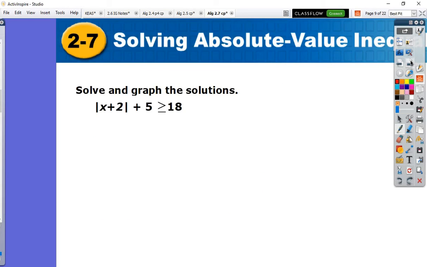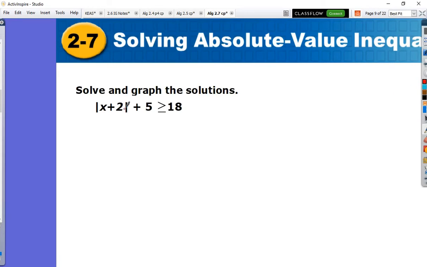Okay, so here's our first one. We have the absolute value of x plus 2, plus 5, is greater than or equal to 18. So x is over here on the greater side. We need to get the absolute value part by itself. So we're going to cancel out the 5. We're going to go minus 5, minus 5.